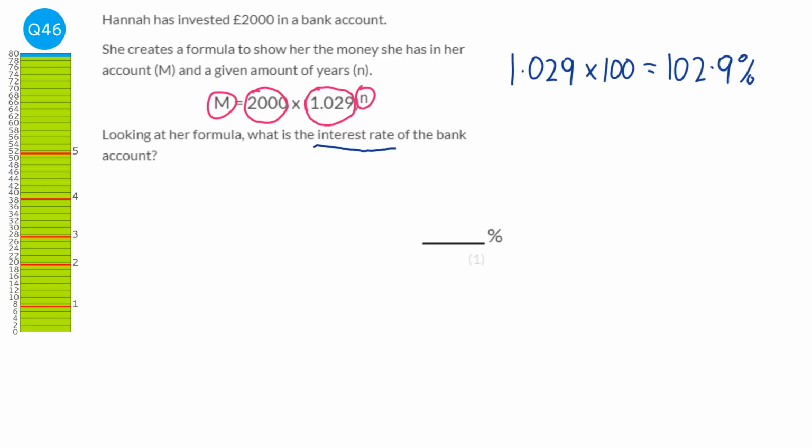Well, this 102.9% is 100% plus the interest rate, which will equal the 102.9%. So the interest rate is going to be the 2.9%. You always start off with 100%. So if I put £5 into my bank, I've got 100% of that £5, and then the interest rate is on top of that 100%. So our answer here will be 2.9%.